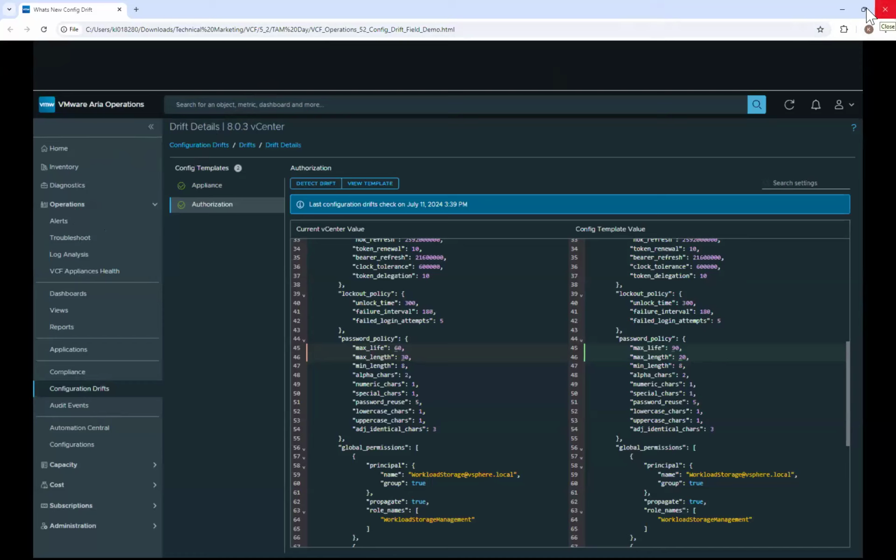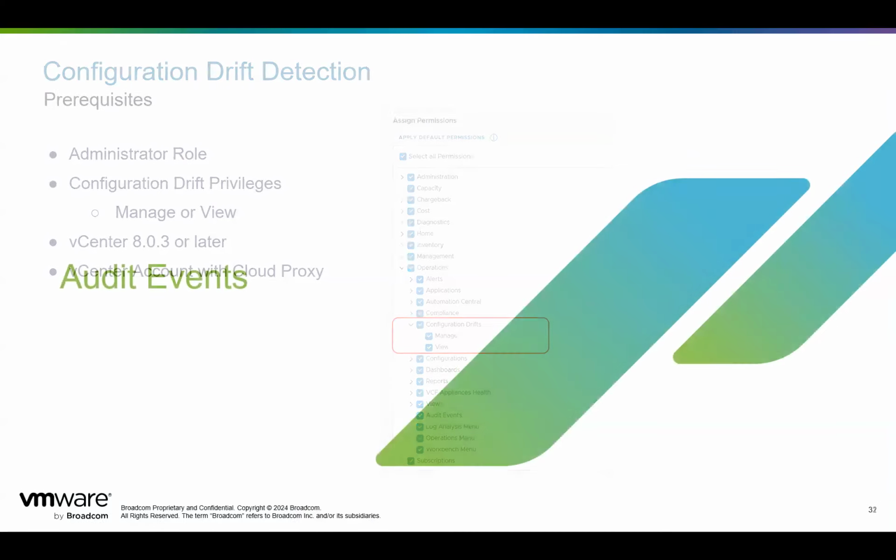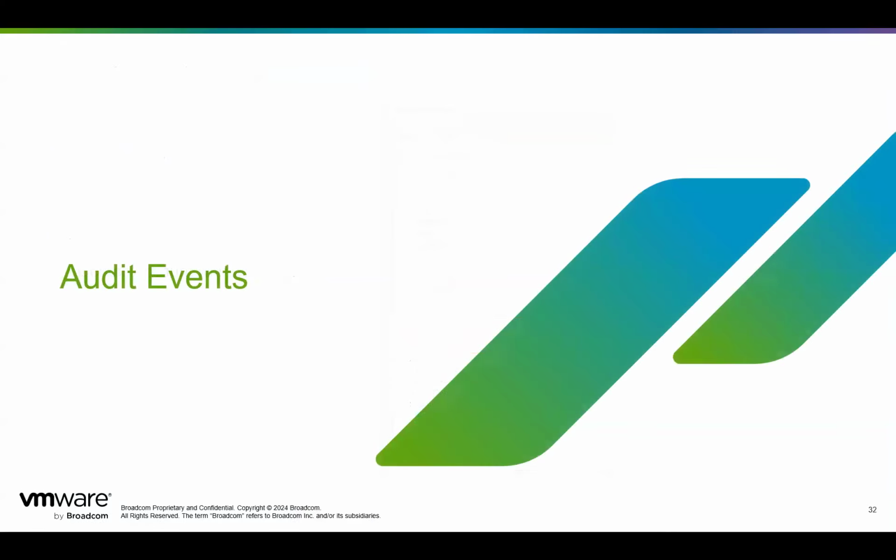And so, Sonny, what's really funny about that demo is that whenever I do the configuration drift demo, I often get asked, is there a way to determine who triggered the configuration drift? And so this is actually a great segue into this last example in terms of how VCF operations improves that security and compliance posture with audit events, right?